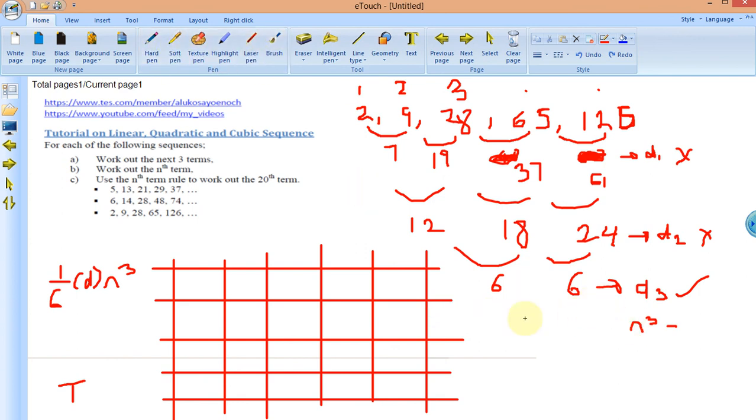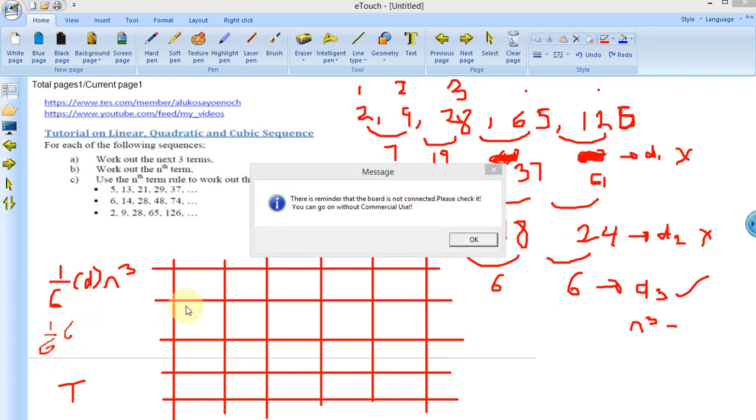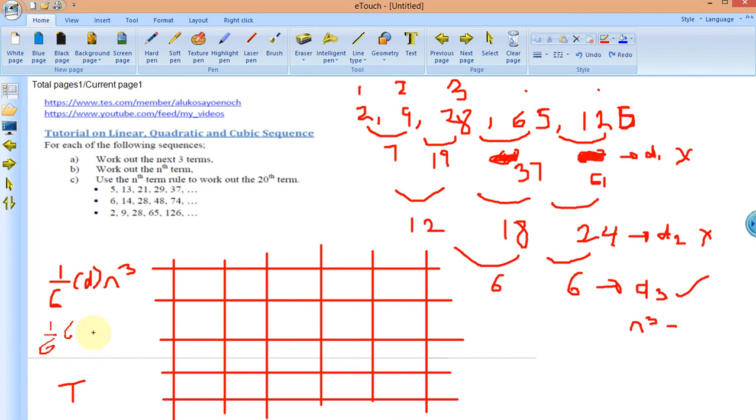So don't forget what I did there is 1 over 6 times D. Our common difference is 6, so 6 divided by 6. This is 1 over 6 into 6, then times n^3. So that is n^3. That's why the first part of our formula is n^3. So I can start my formula here: Tn will be n^3.